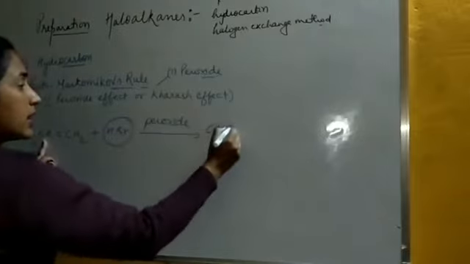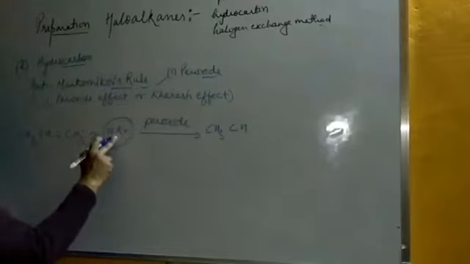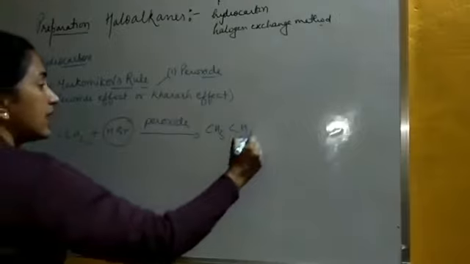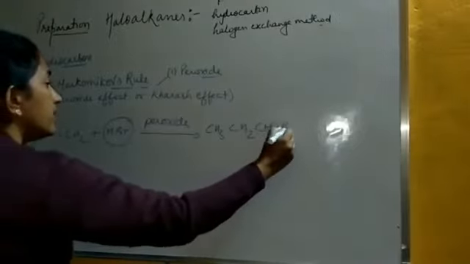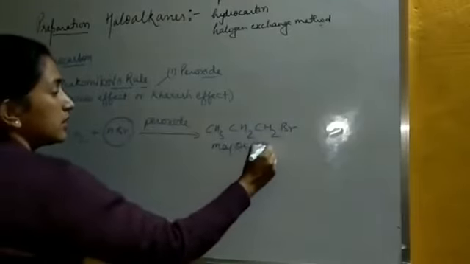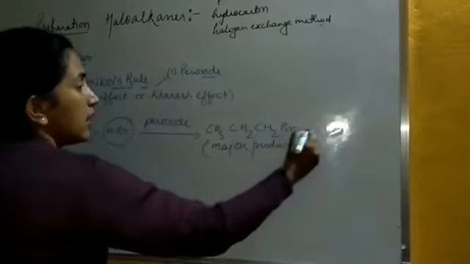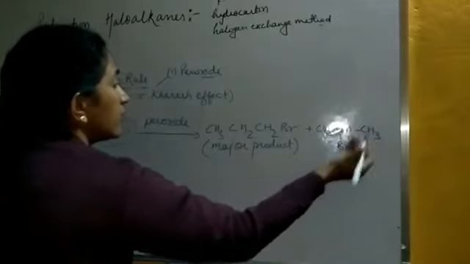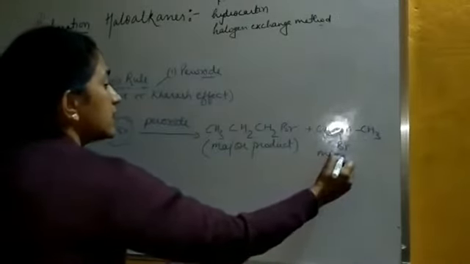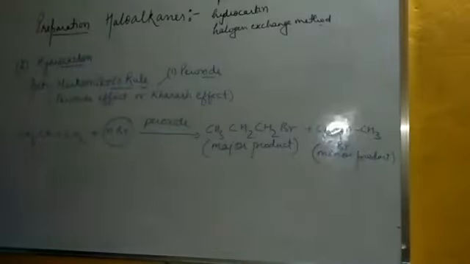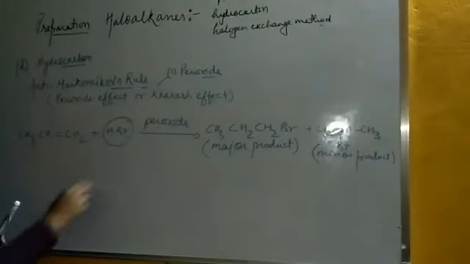So according to the anti-Markovnikov rule, in presence of HBr and peroxide, the negative part, Br negative, will be going to that carbon atom which has got the more number of hydrogen atoms. So this is going to be the major product, and this is going to be the minor one. So you can see that it's just opposite to that of the Markovnikov's. That's why it is known as the anti-Markovnikov's rule, right.